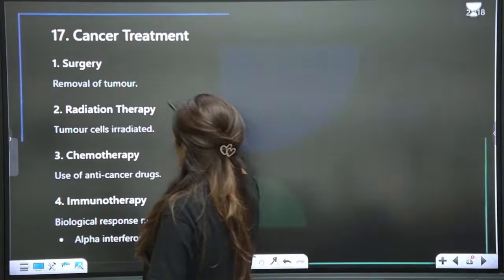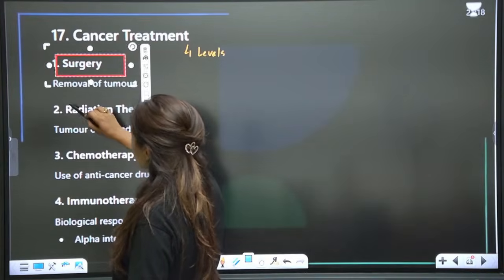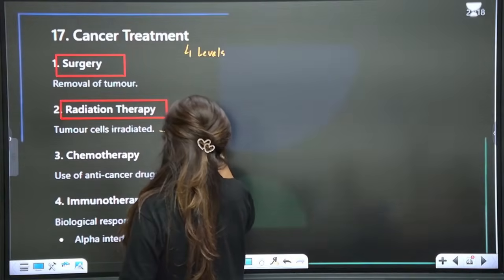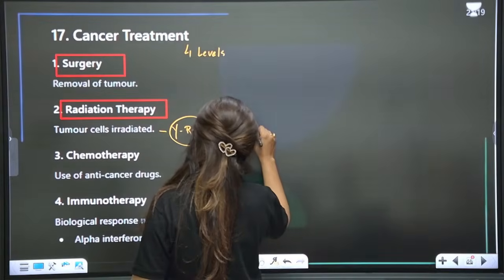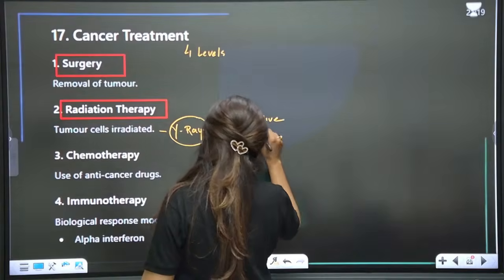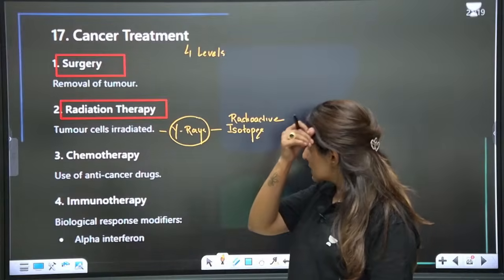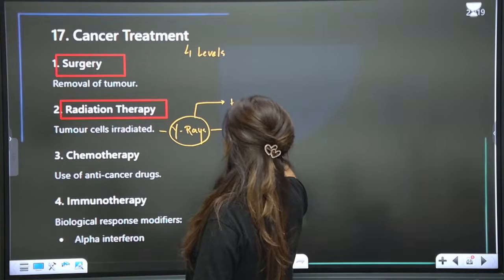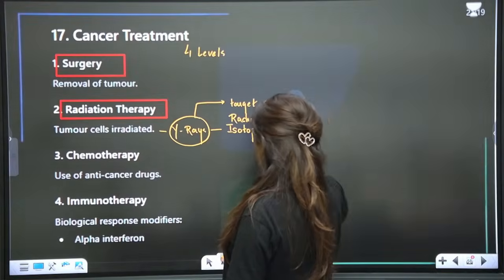And what about the treatment? Treatment occurs at 4 levels, guys. Surgery to remove the tumor, radiation therapy, in which they are radiated by gamma rays. And these gamma radiations are also from radioactive isotopes. Now, which radioactive isotope we will use will differ according to the tissue affected by cancer. Is that clear? But these gamma radiations have to be very, very target specific. Otherwise, these gamma radiations are themselves cancer causing as well. Is that clear?